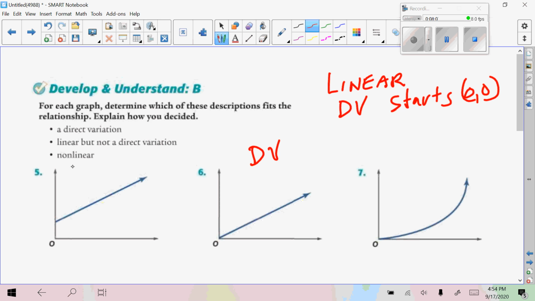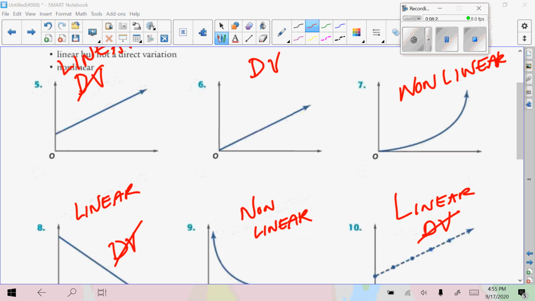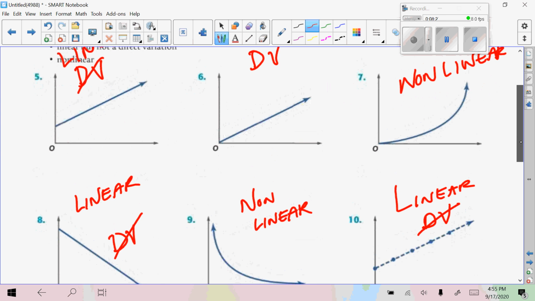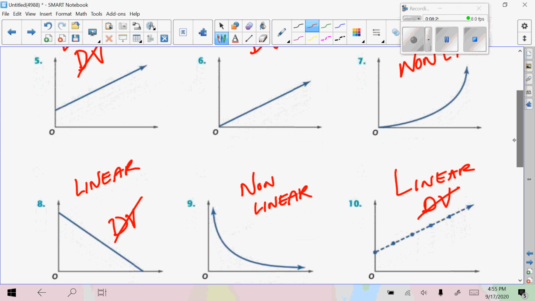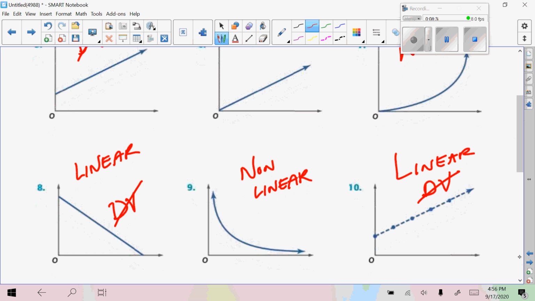And number 5, it is linear, so we're going to say linear because it's a straight line, but it's not a direct variation. So go ahead and do the rest of those, thinking about that. See if you get them right. All right, so here you go on those. Number 7, of course, is nonlinear because it's curving. Number 8 is linear. It's a straight line, but it does not start at the origin, so it's not a direct variation. And you can see those other answers.